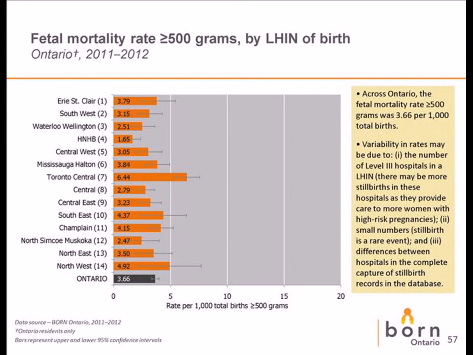This is fetal mortality rate. And again, this is rate per 1,000. And so you see the confidence intervals around the rates there, because, you know, we have the precise numbers, but when you project it to a rate per thousand, you need to put the confidence interval around it to show you. So the smaller the confidence interval, the more sure you are that that rate falls within there 95% of the time. And so you can see the rate for Ontario is 3.66.